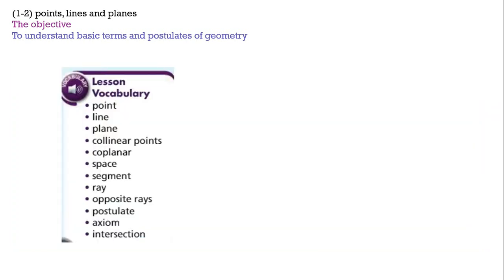We have a lot of vocabulary, and the vocabulary are point, line, plane, collinear points, coplanar, space, segment, ray, opposite rays, postulate, axiom, intersection. Once we discuss the meaning of this vocabulary, we will feel it's easy to learn and use.